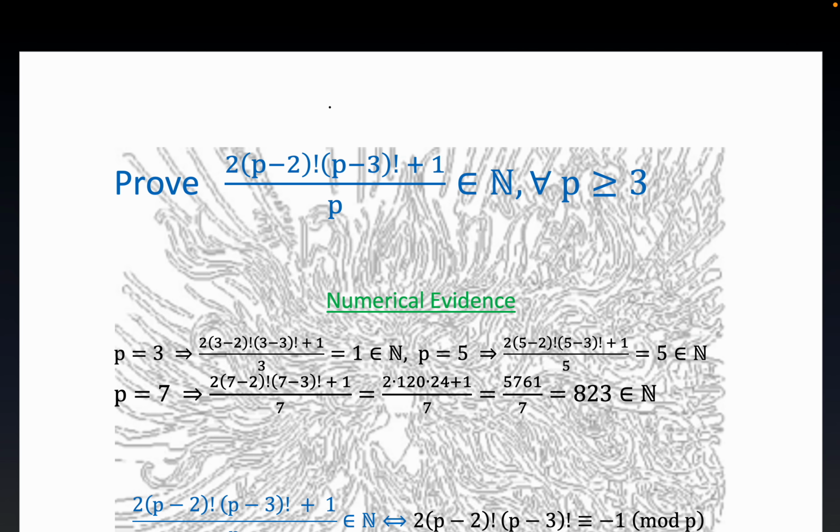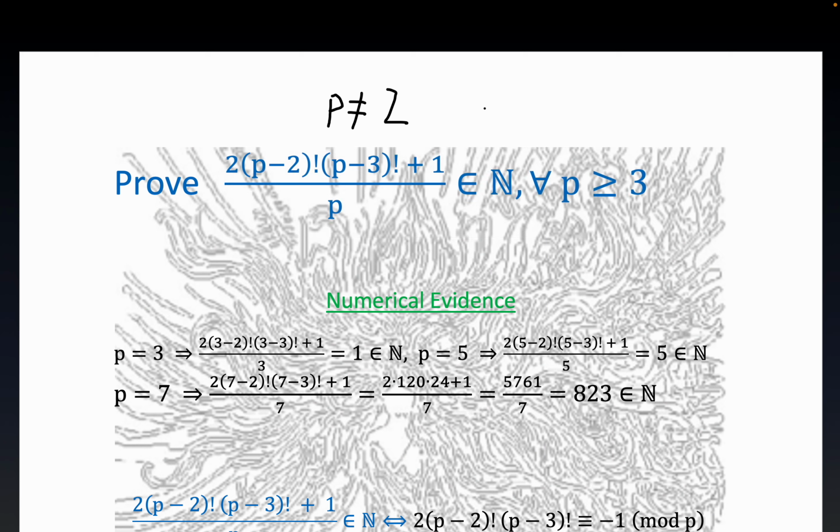We have a strange looking result here: a quotient that resolves, for all prime numbers, to a natural number, provided that p is not equal to 2. 2 is the only even prime, and notice that 2 doesn't make sense right here. You get minus 1 factorial, which doesn't make any sense in the discrete case.